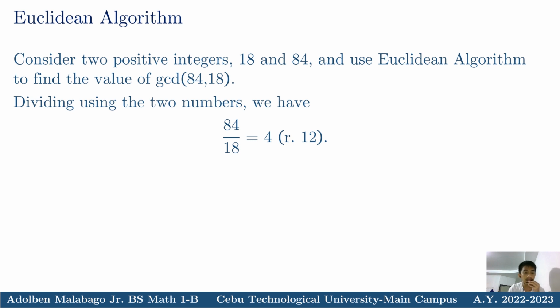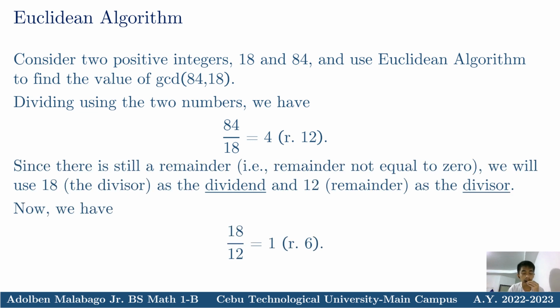so we have to put 4 as the answer with the remainder 12. And since there is still a remainder, I will explain the process in this Euclidean algorithm: when the remainder is not equal to 0, we will use 18, the divisor, as the dividend, and 12, the remainder, as the divisor. So now we have 18 divided by 12 is equal to 1 with a remainder of 6.